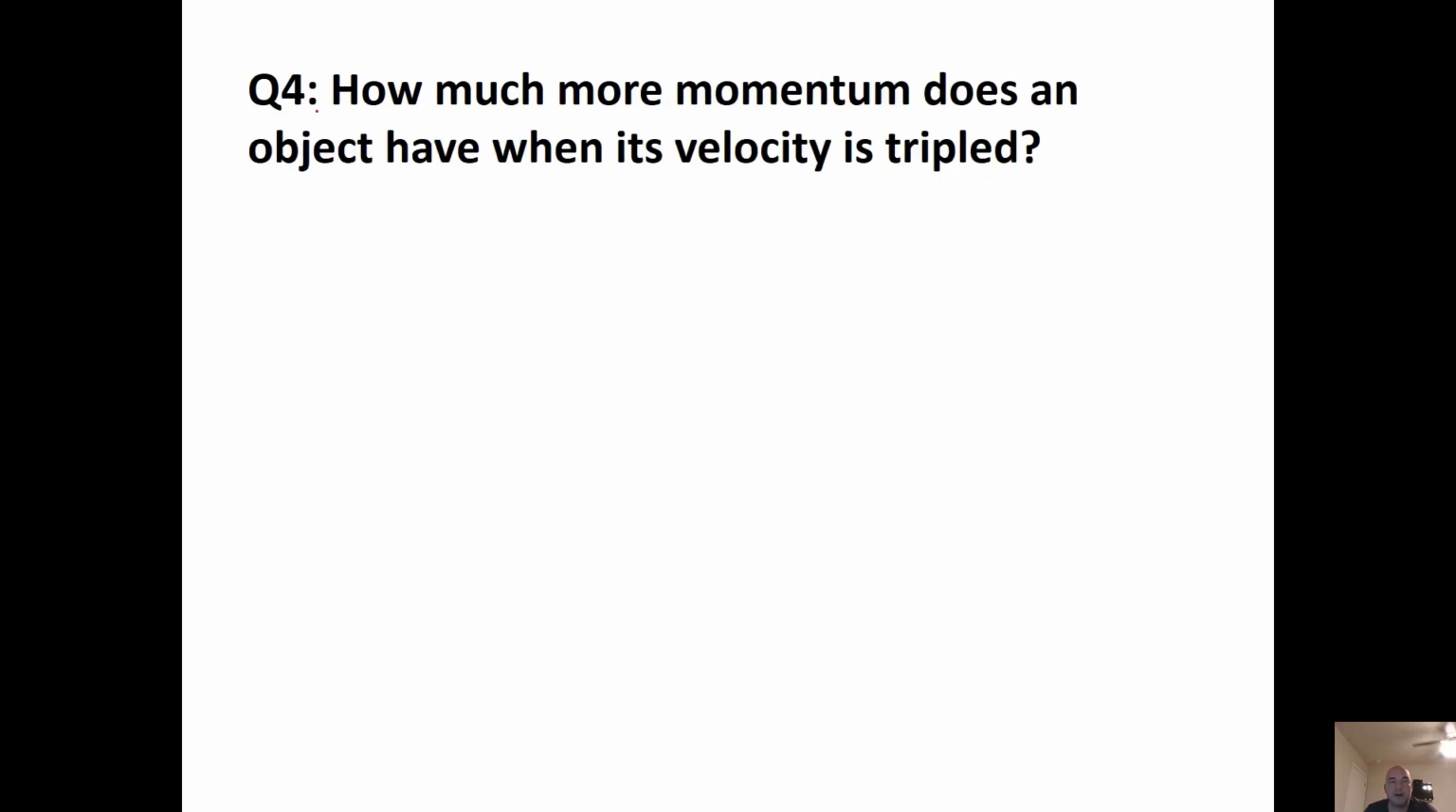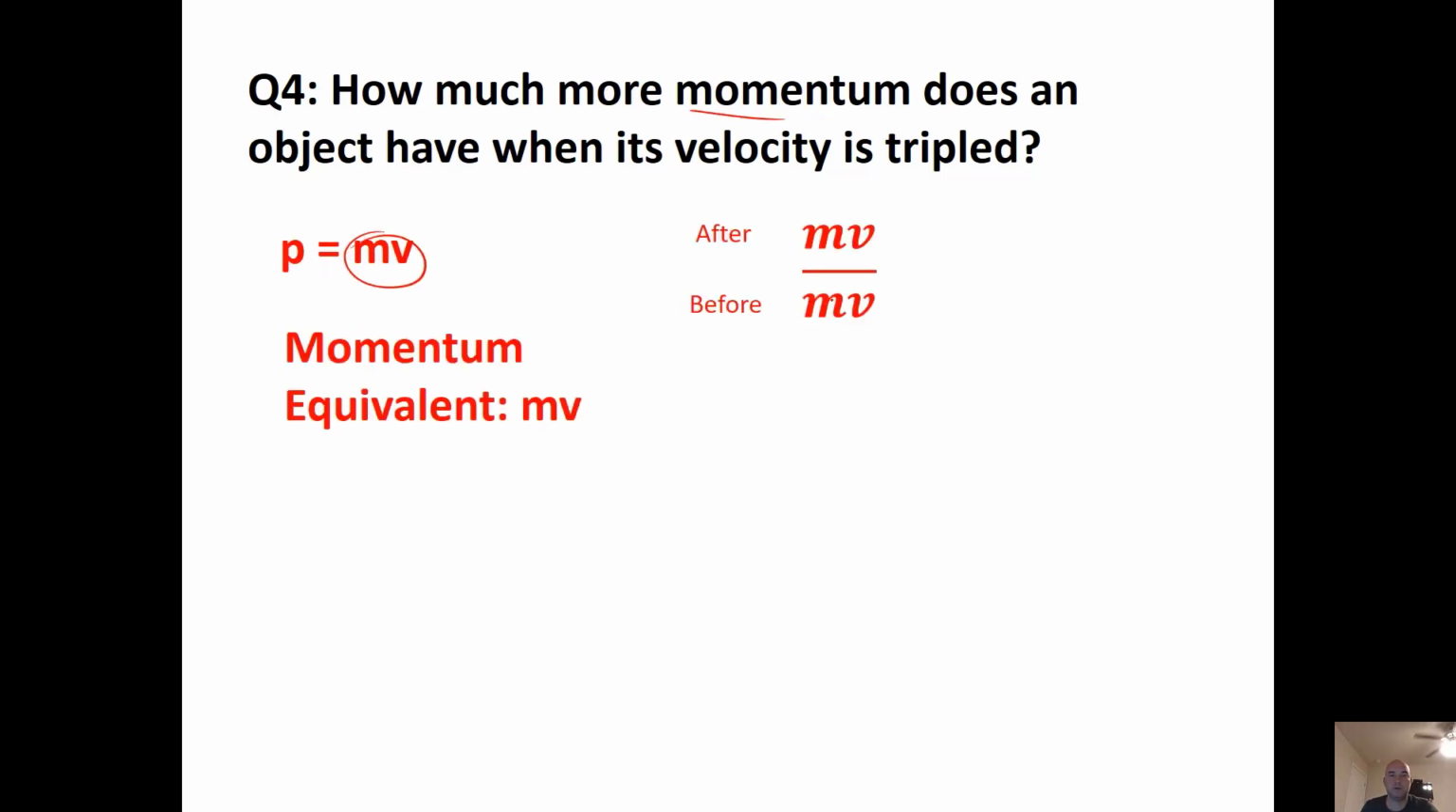How much more momentum does an object have when its velocity is tripled? So it's asking you for momentum, and so this equation, this is the equivalent. We can put the equivalent over the equivalent, set up an after versus before scenario. Everything's the same before. The mass was the same. It doesn't say anything about the mass, but the velocity is 3 times, so our answer is 3 times its original value.